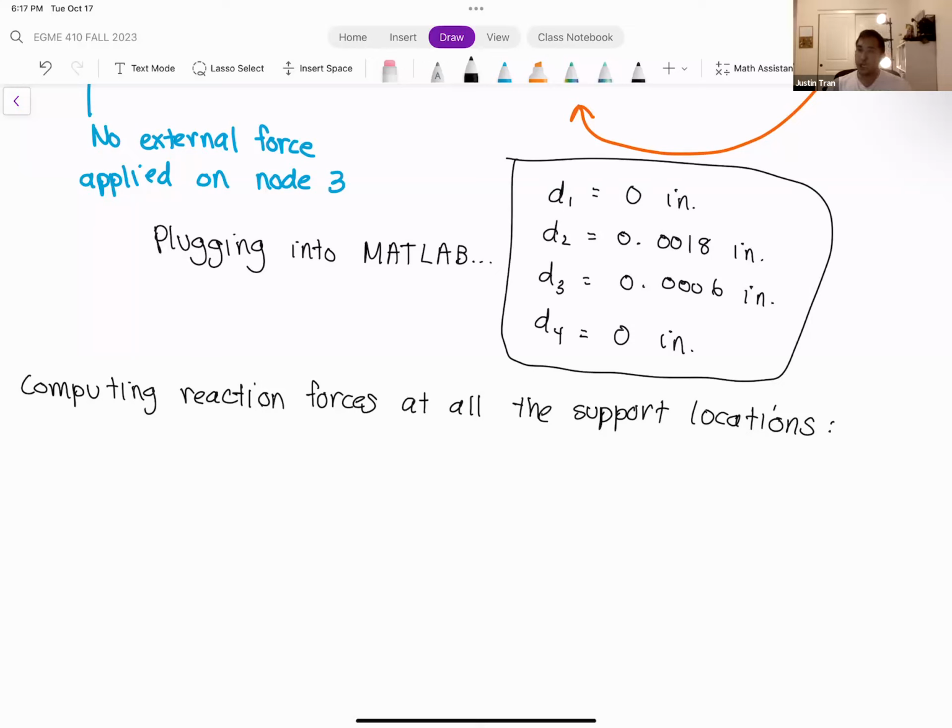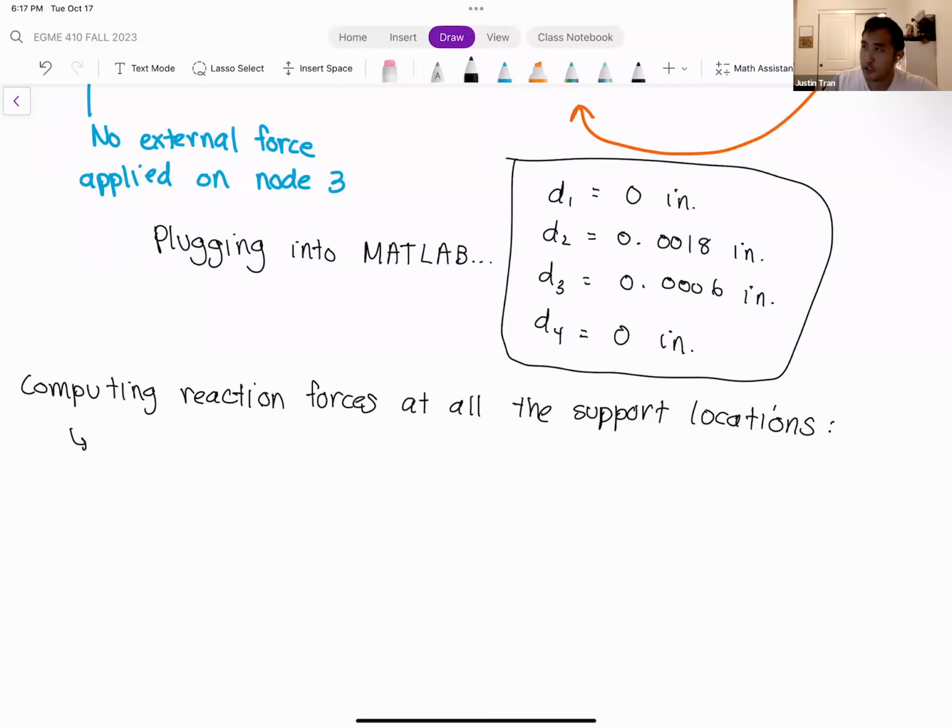And so to compute reaction forces, we can take our finite element solution that we have just here, and then we're basically going to plug it back into our global stiffness system. But let's visualize exactly why that gives us the result that we want.